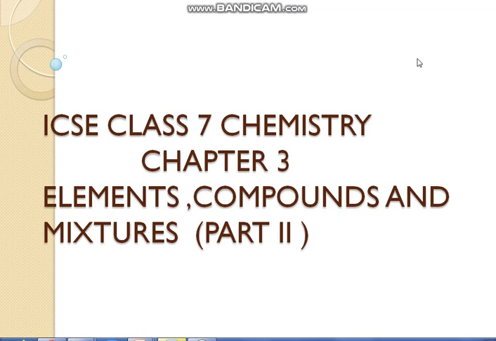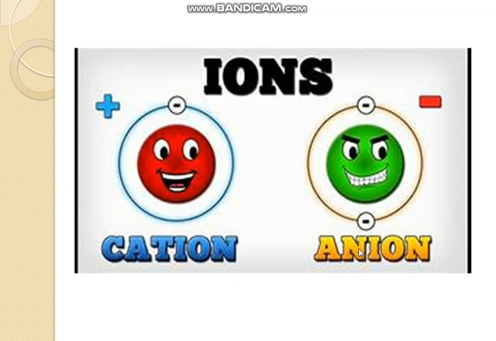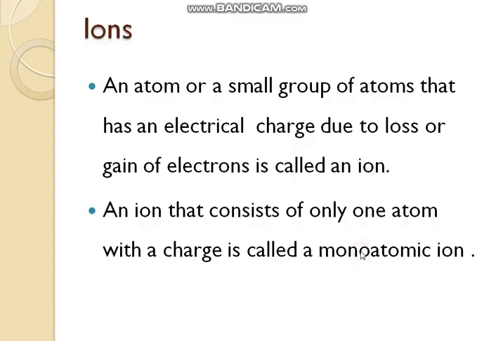In the previous class we studied pure substances, impure substances, elements, characteristics of elements, and representation of elements that we already learned. Today we are moving to our third chapter, second part, that is ions. Let's move to ions. What do you mean by ions?